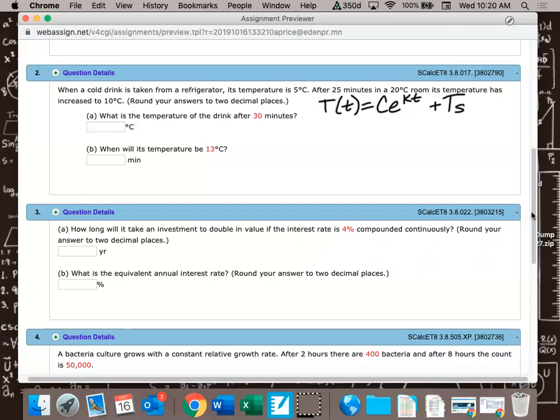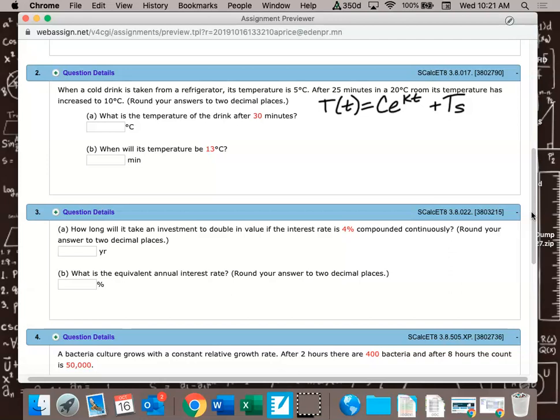All right, so let's read this one. By the way, Newton's law of cooling also works the other way. You could call it Newton's law of heating, because in this case it's something cold going into a warmer environment. The same relationship works to bring things up to temperature. When a cold drink is taken from a refrigerator, its temperature is 5 degrees Celsius. After 25 minutes in a 20 degrees Celsius room, its temperature has increased to 10 degrees Celsius. Round your answers to 2 decimal places. What is the temperature after 30 minutes?